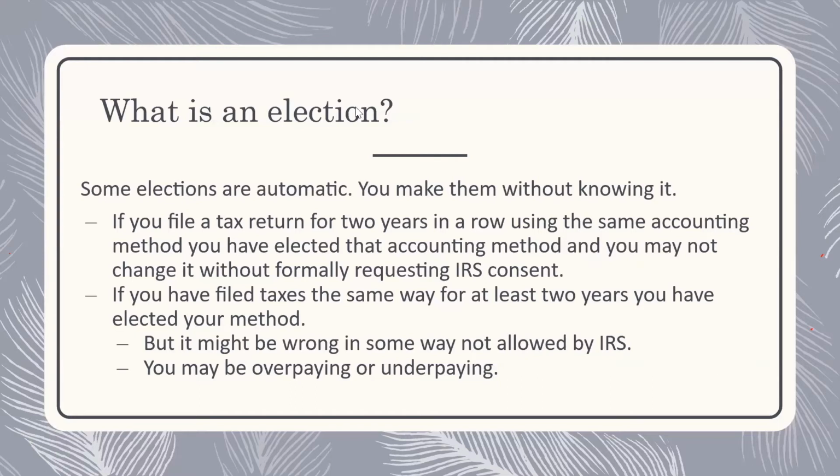If you file your tax return for 2 years in a row using the same accounting method, that's what you've elected. Those 2 years equal, you've decided that's your accounting method. Then you cannot change your accounting method without formally requesting IRS consent on a form which will make you cry. It's just an impossible form, even for a trained person to fill out. So you really want to avoid having to formally request IRS consent for a change of accounting method.